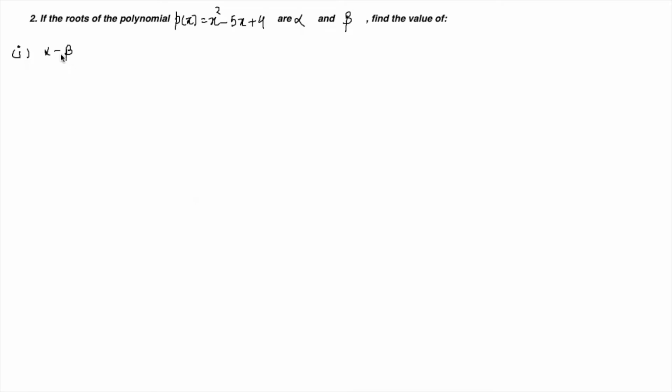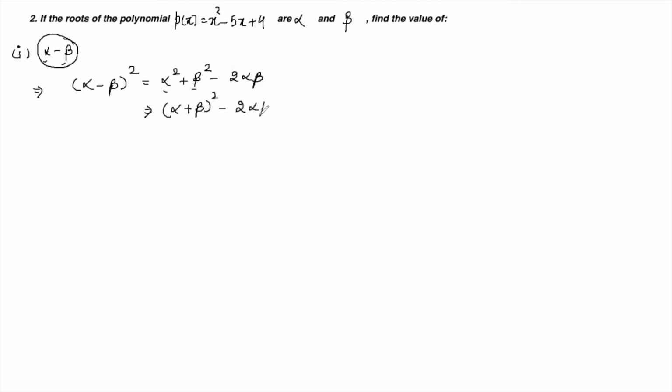We don't have the independent values of alpha and beta. So we need to work on this to find the value of alpha minus beta. What I can do is take the whole square of alpha minus beta. What is it? Alpha squared plus beta squared minus 2 alpha beta. Again, I don't have the value of alpha squared and beta squared. Can I put it this way: alpha plus beta whole square minus 2 alpha beta minus 2 alpha beta?